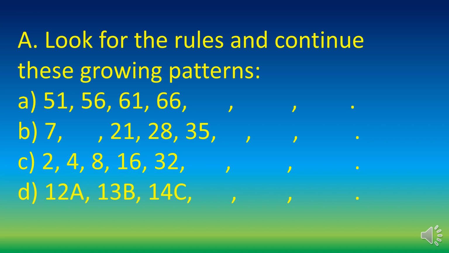Now look for the rules and continue these growing patterns. 51, 56, 61, 66. Next numbers will be 71, 76, 81 and then 86, 91 and 96 and so on. It will go on. Then B, it is the table of 7. 7 ones are 7, 7 twos are 14, 21, 28, 35, 42, 49 and 56.